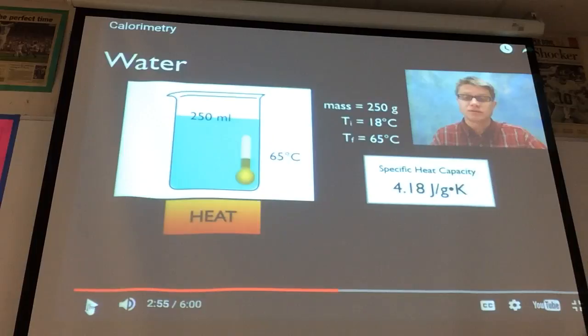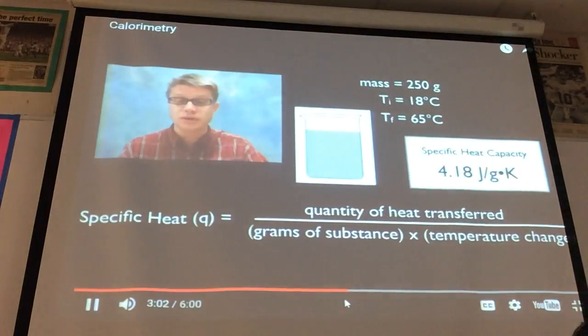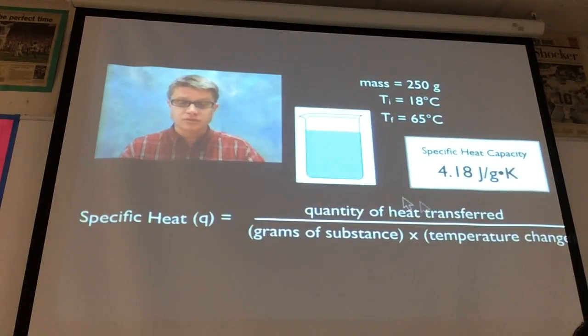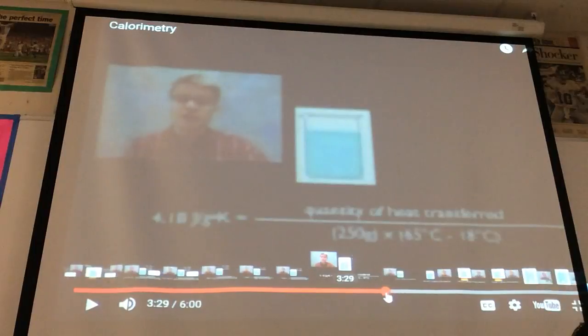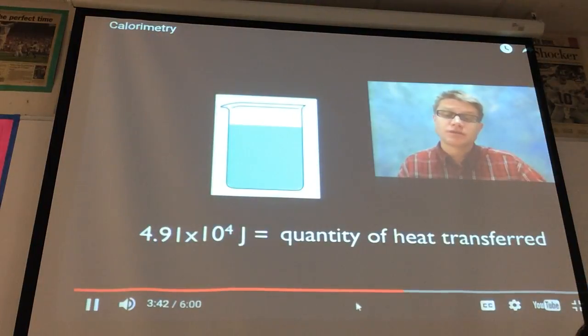How do we calculate the change in temperature? Final minus initial, right? 47 degrees Celsius. And so what we can do is figure out how much energy was added to that water. And we're going to use specific heat to do it. Again, specific heat is equal to the quantity of heat. I'm going to forge ahead a little bit because they're just plugging and checking. The quantity of heat that was transferred is 4.91 times 10 to the 4th joules.